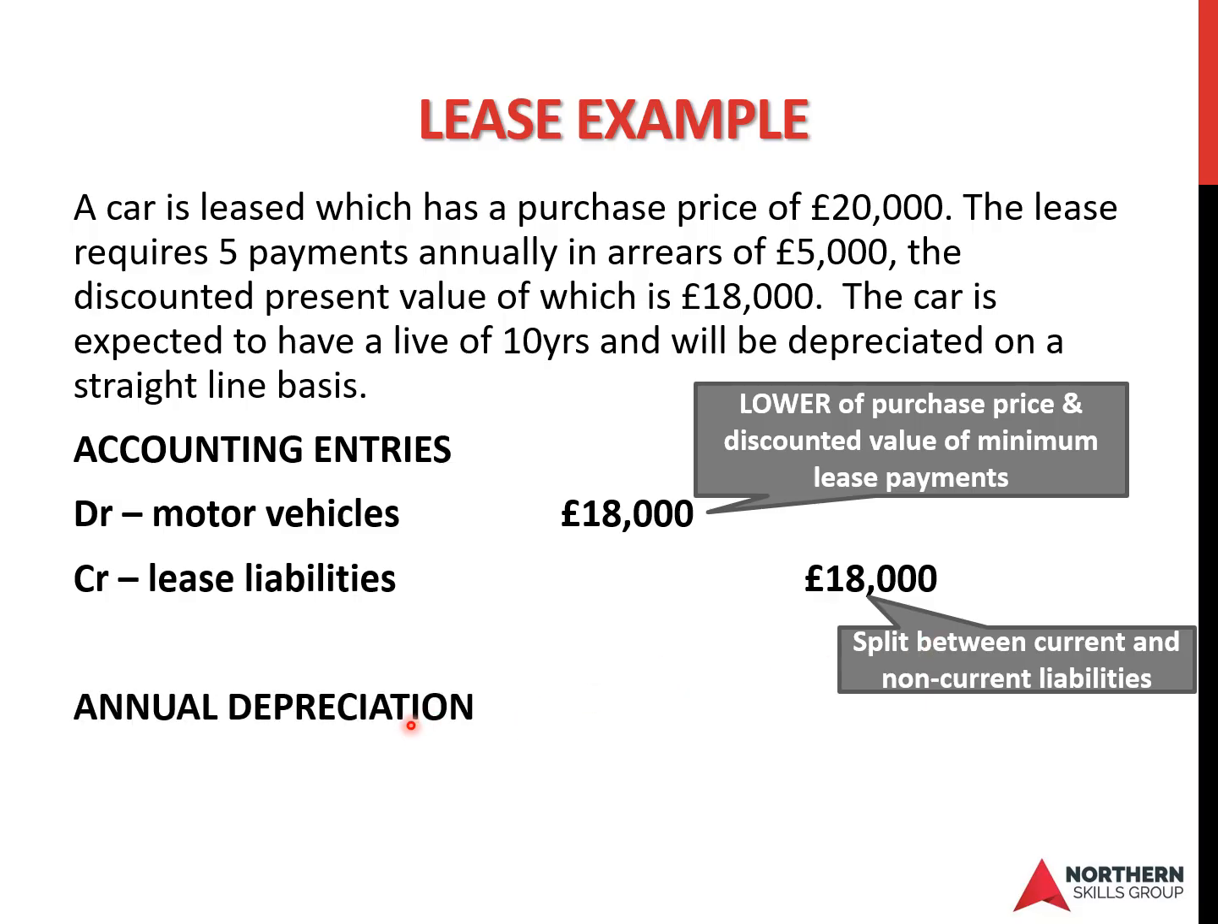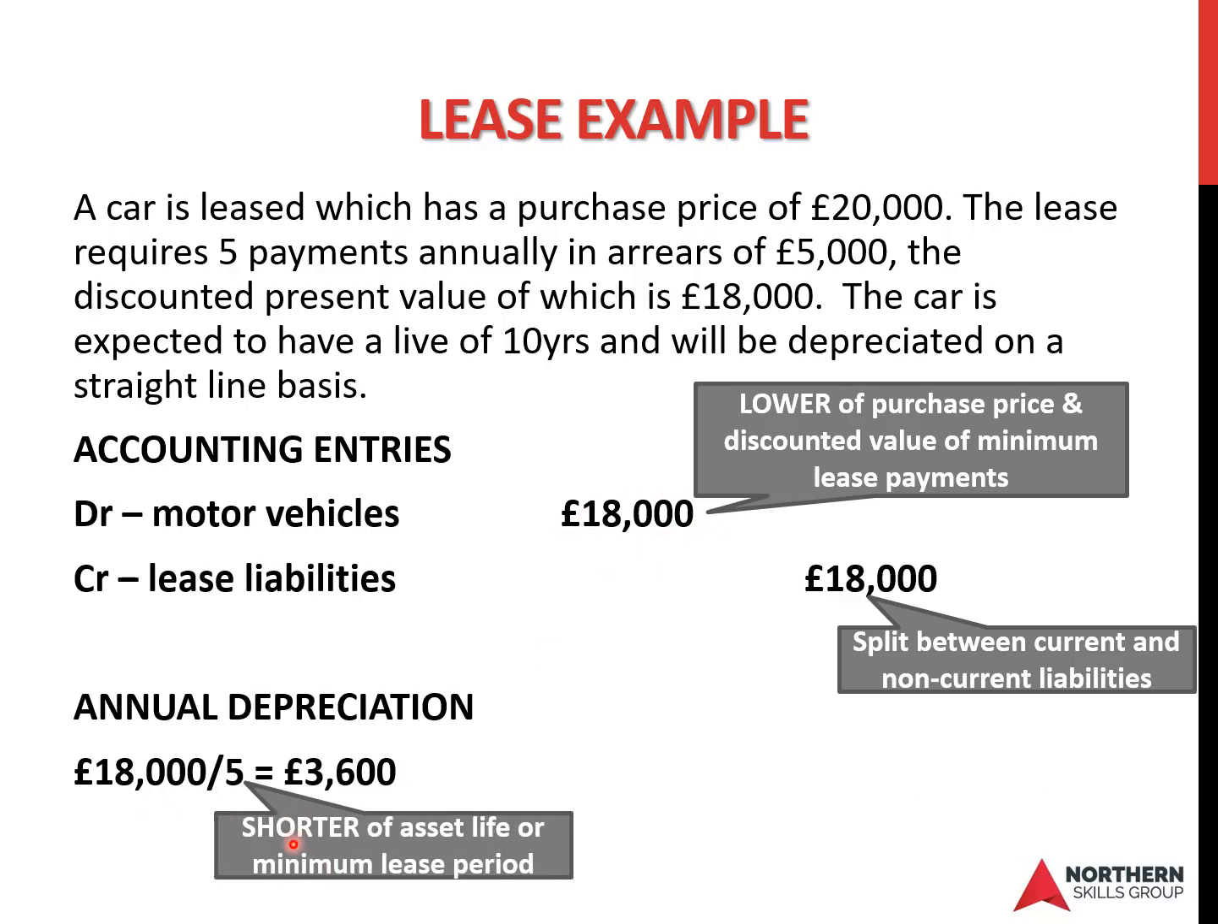And then as far as depreciation is concerned, the annual depreciation, remember it's going to be on a straight line basis, will be £3,600, because we're depreciating the asset cost, which we're taking as £18,000, but we have to depreciate it over the minimum lease period, which is 5 years, rather than the life of the asset, which is 10 years.